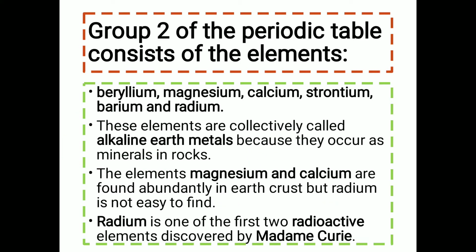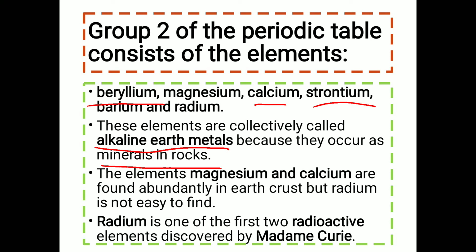Group 2 of the periodic table consists of the elements beryllium, symbol Be, magnesium Mg, calcium Ca, strontium Sr, barium Ba and radium Ra. Now these elements are collectively called the alkaline earth metals because they occur as minerals in rocks.